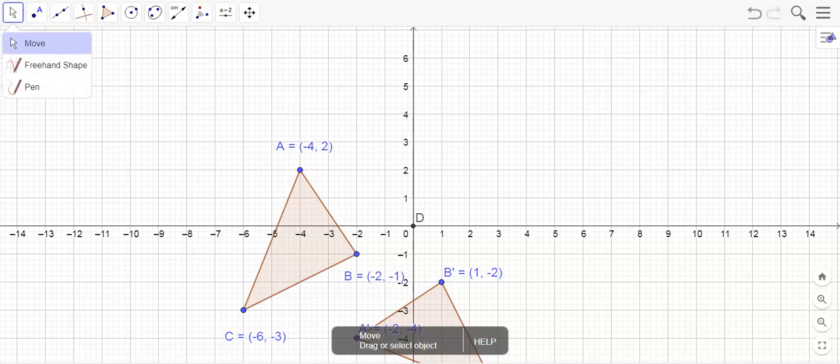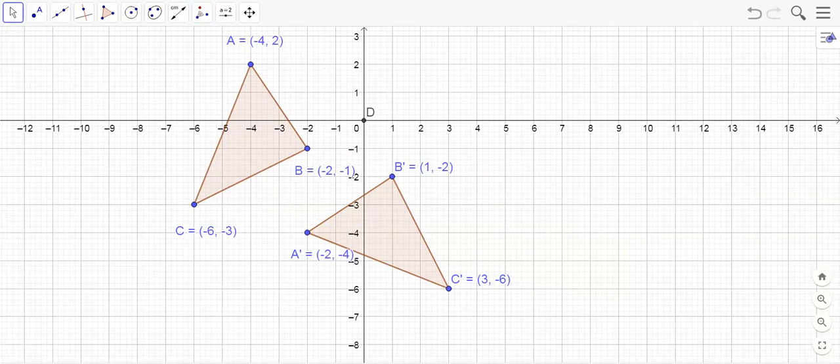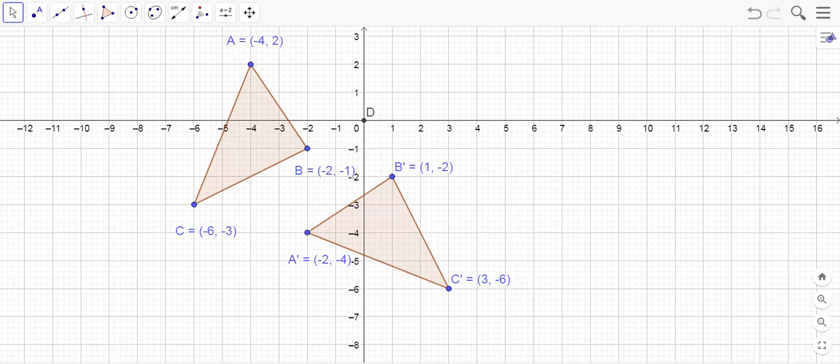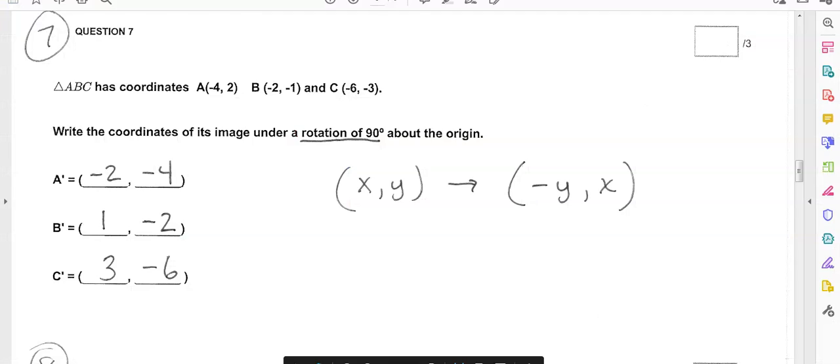And now we got a new point, a new spot with answers. -2, -4, 1, -2, 3, -6. Looks good, more money. So we got that one figured out.